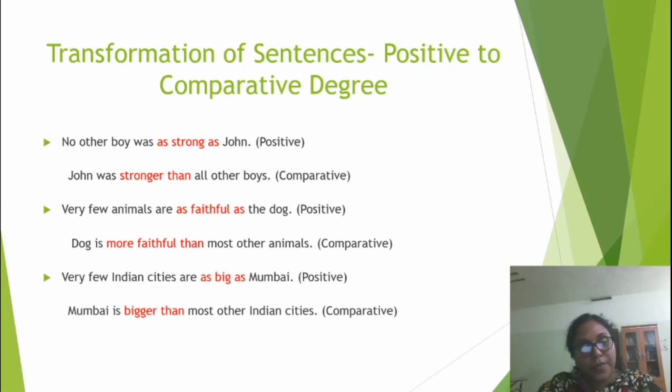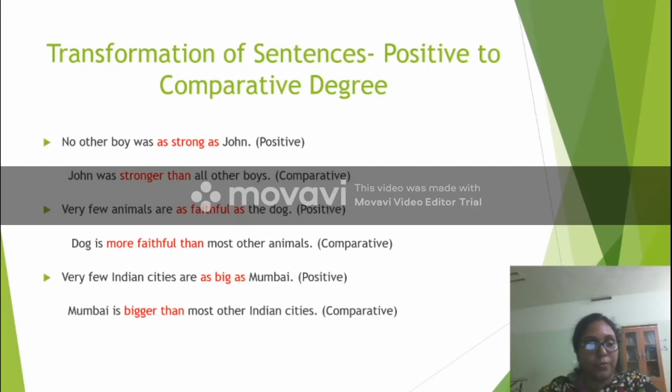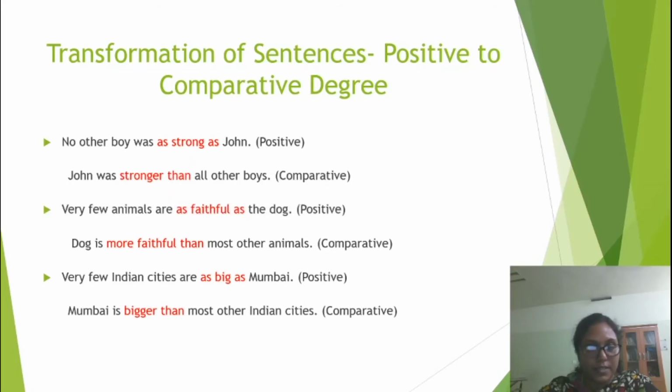Now, we will see the third example. Very few Indian cities are as big as Mumbai. So, the positive form big with the usage as. Now, we will see the comparative sentence. Mumbai is bigger than most other Indian cities. So, the comparative form bigger with than.